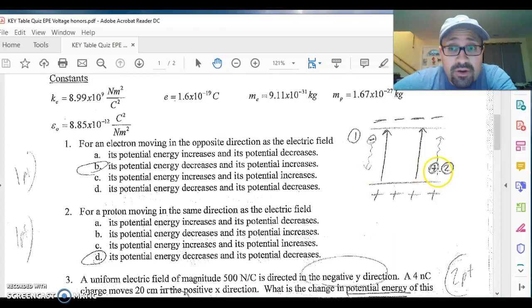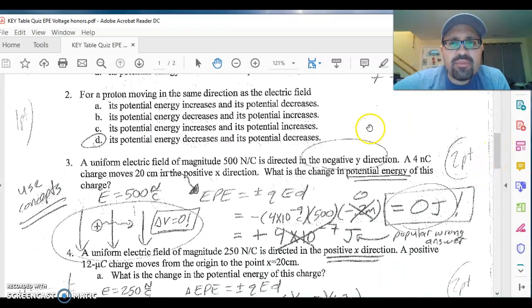For a positive particle, like a proton here, for number two, it says a proton is moving in the same direction as the electric field. We would say its energy state decreases, opposites attract. A proton that has moved closer to a negative charge will have a lower energy state, just like a bowling ball that is brought closer to the ground has a decrease in its gravitational potential energy state. However, because this particle is moving away from the positive charge, it will decrease its electric potential, aka voltage, and the correct answer, as you can see, is D.